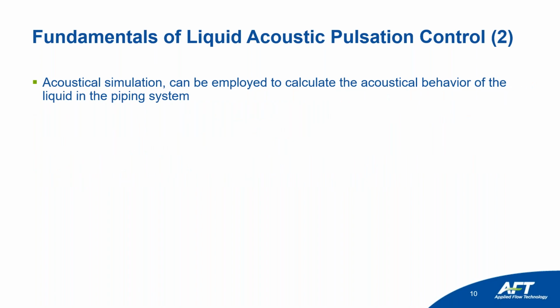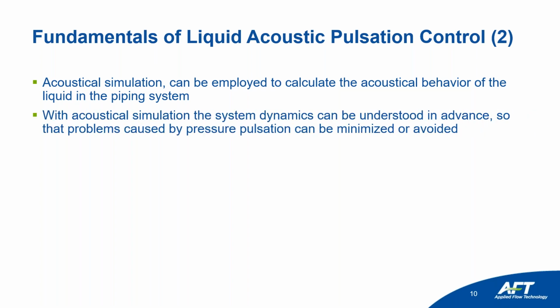Acoustical simulation can be employed to calculate the acoustical behavior of the liquid in the piping system. With acoustical simulation, the system dynamic can be understood in advance so that problems caused by pressure pulsation can be minimized or avoided. How?